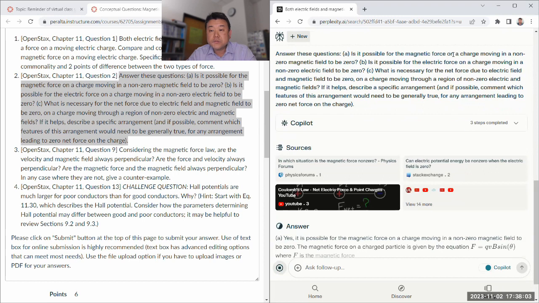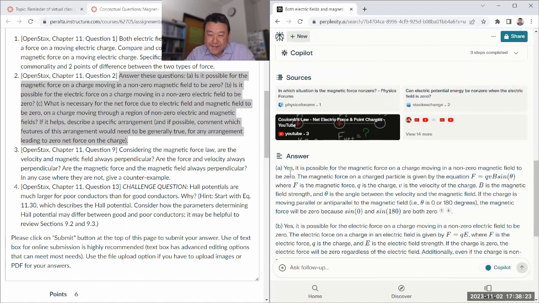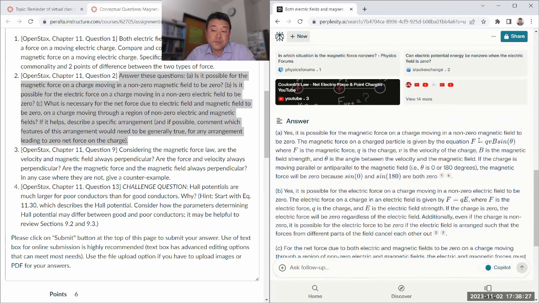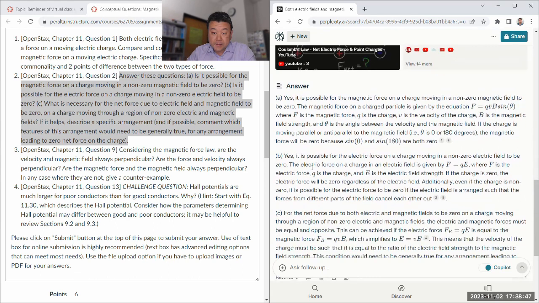Is it possible for magnetic force on a charge moving in a non-zero magnetic field to be zero? Yes. Is it possible for electric force on a charge moving in a non-zero electric field to be zero? No. This is referring to what's called the crossed field arrangement, some of your homework, a specific arrangement. Let's see if we got it. Yes, because the magnitude of the force coming from q v cross B is this. The cross product gives you sine theta in the magnitude, so depending on what this theta is, either velocity is parallel or antiparallel to the magnetic field, then you'll get zero force.